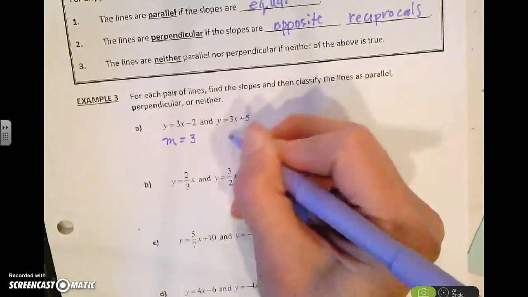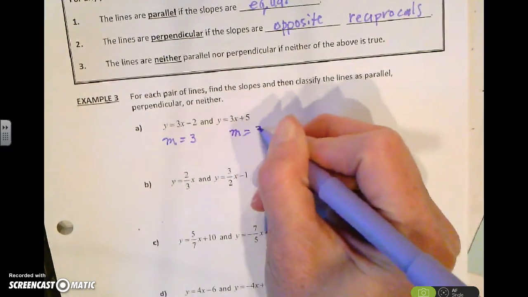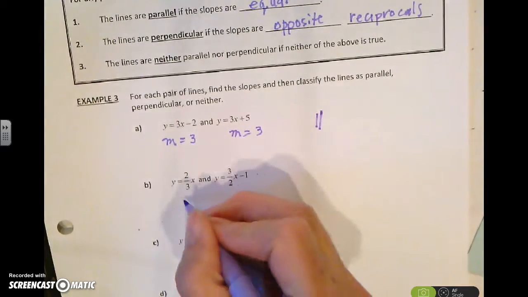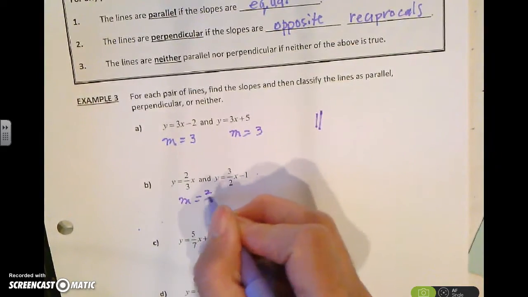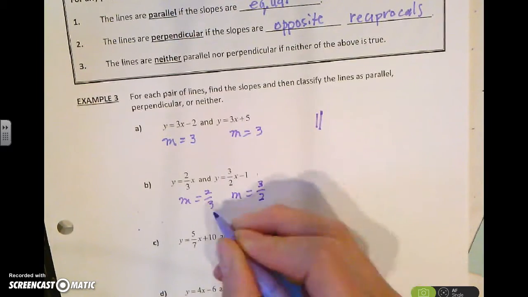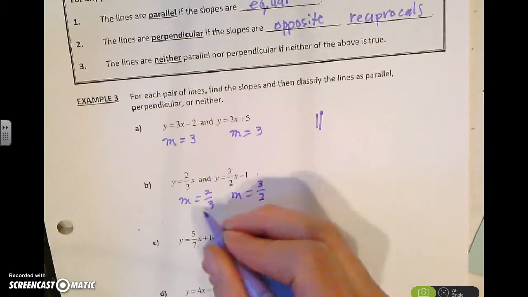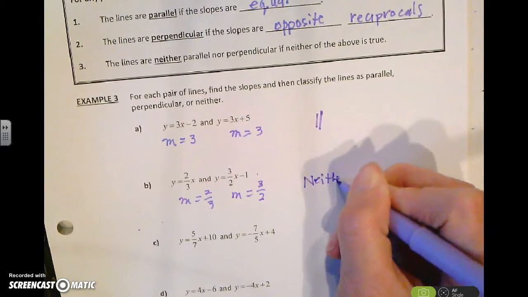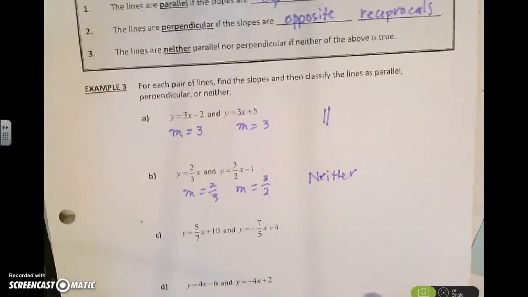Here M is 3. Here M is 3. So these lines are parallel. M is 2/3. M is 3/2. These are reciprocals, but they're not opposites, so they are neither. I'll use an N for that next time.